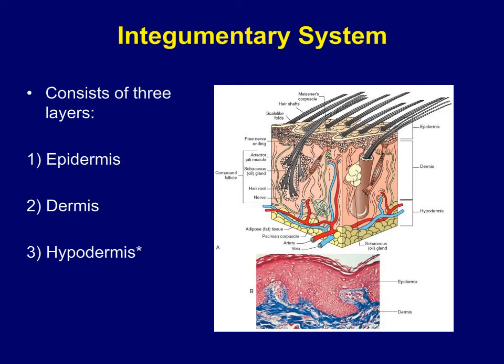So now that we know a little bit about the functions of skin, we're going to go over the gross anatomy of skin. So skin can be divided into three layers, and these include the epidermis, the dermis, and the hypodermis. Now I need to point out that your textbook, and indeed most anatomy textbooks, will actually not include the hypodermis as part of the skin. And that's true. The skin is technically only comprised of the epidermis and the dermis. However, there's no other chapter where we get to talk about the hypodermis.